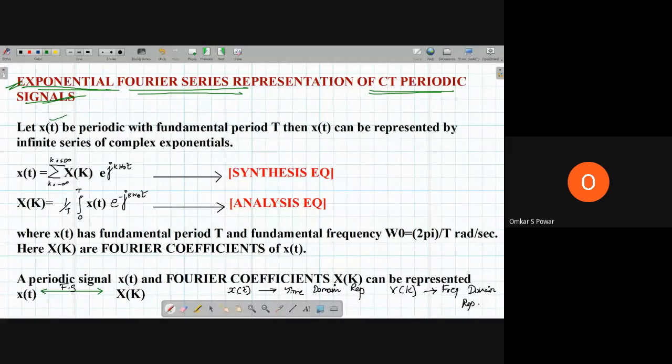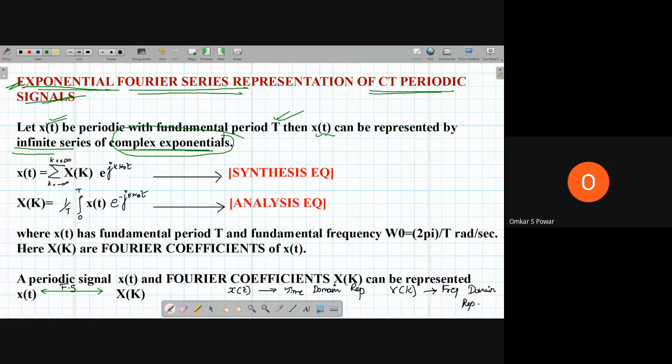Let x of t be periodic with a fundamental period T. Then x of t can be represented by an infinite series of complex exponentials. But yesterday I told you we can represent the signal in terms of cosines and sines, but today I am saying complex exponentials, and that may be confusing you. That might be the confusion running around your head.